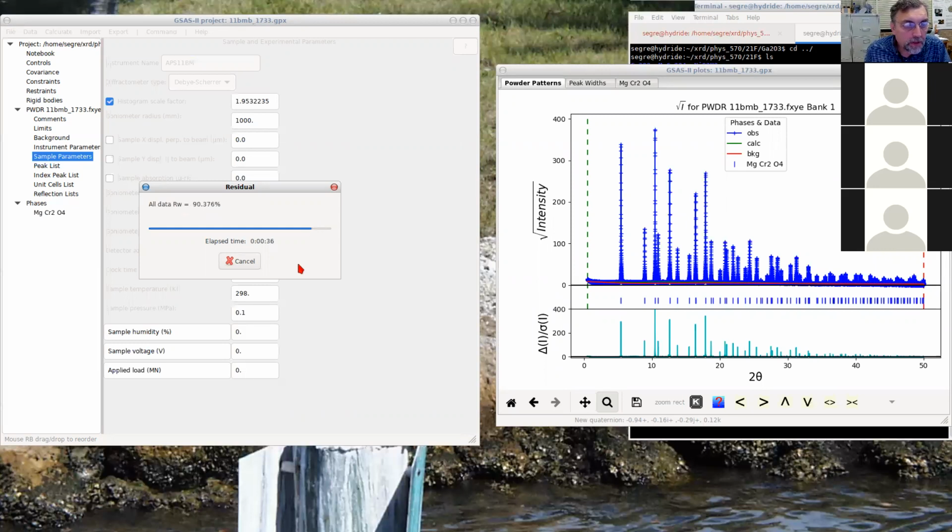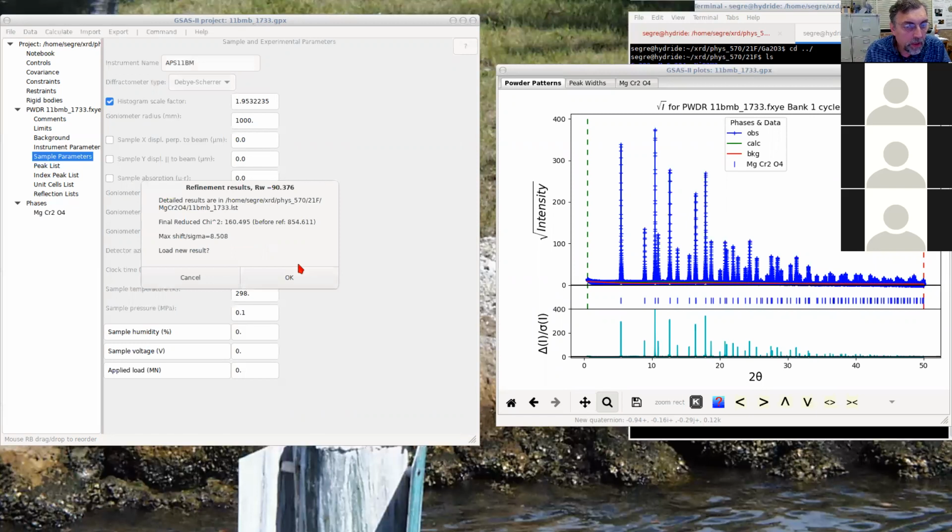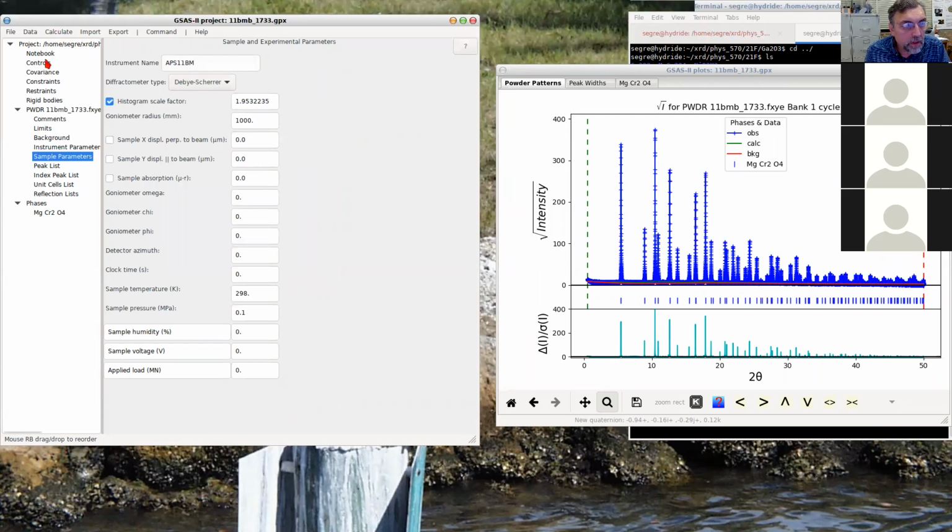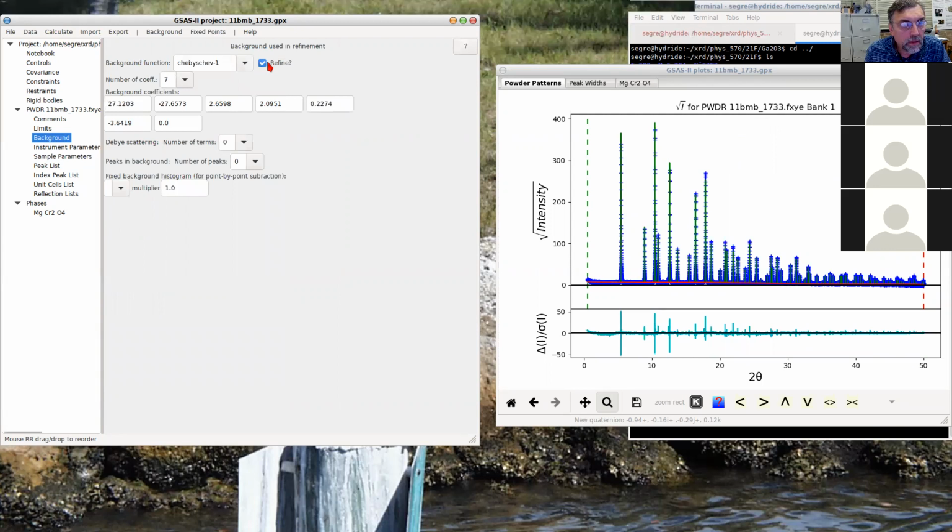Now, one good thing about GSAS is it keeps all the backup files, so you can roll back to a known working model and start over again. So I'm going to not load the new result. I will go back to the background and take it back to 6. And so leave it like that.